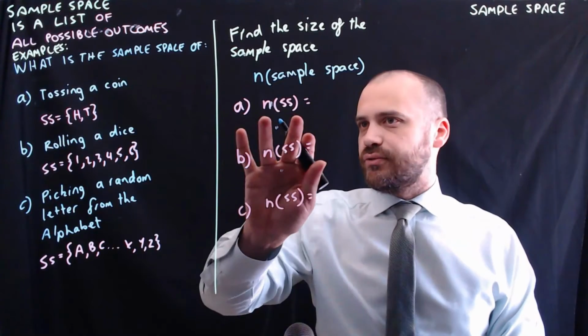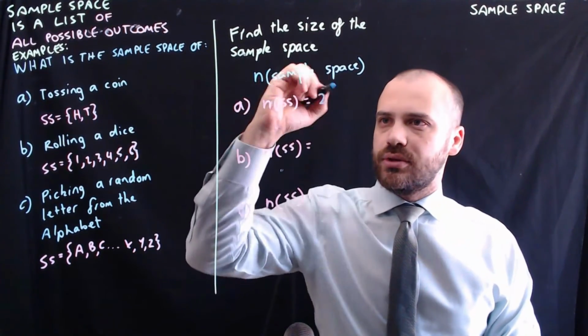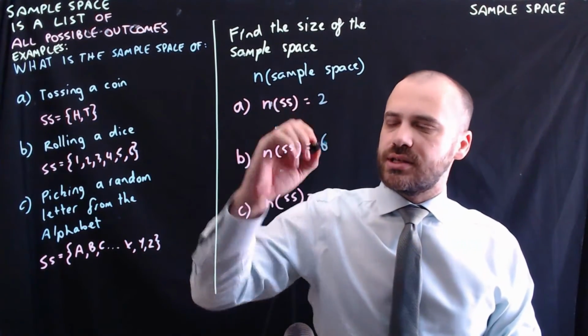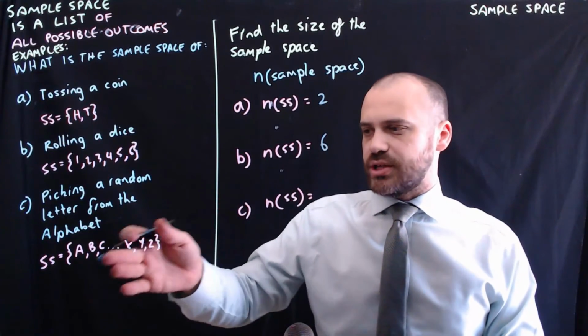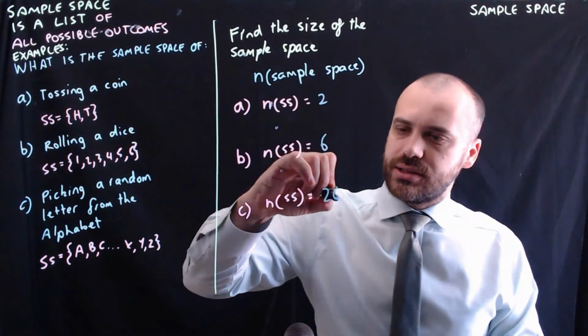So this is going to be really straightforward. The size of the sample space for tossing a coin is 2. The size of the sample space for rolling a dice is 6. And the size of the sample space for picking a random letter from the alphabet is 26.